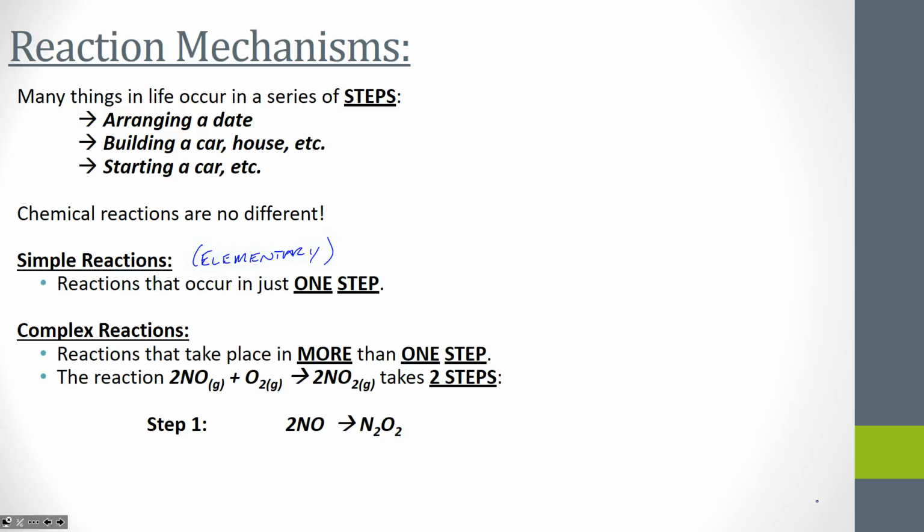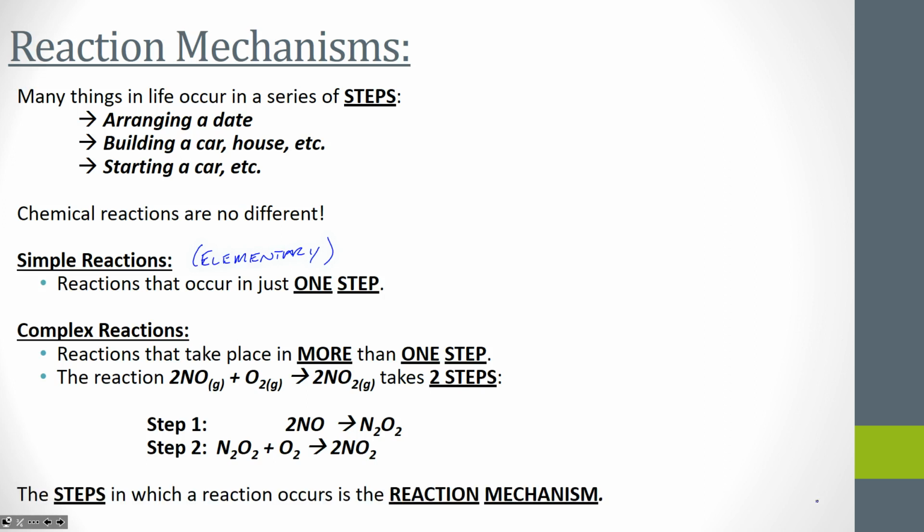We call that an intermediate because that N2O2 is in the middle somewhere, and then it goes and hits and bumps into an oxygen, which is more likely for a two-particle collision. And that will complete the reaction, making the NO2. And so now you get our overall reaction.